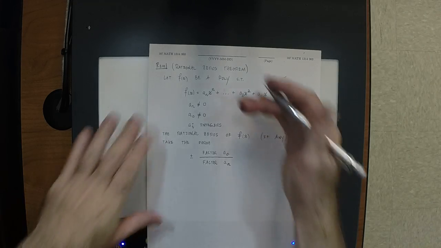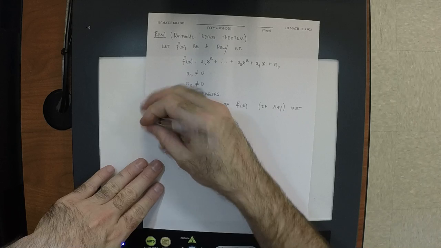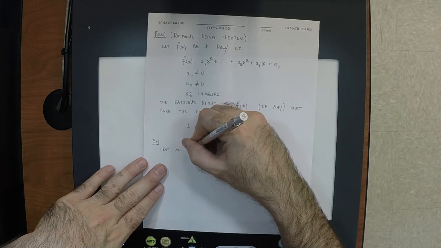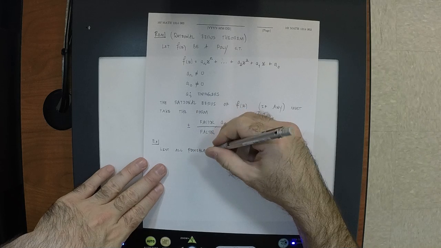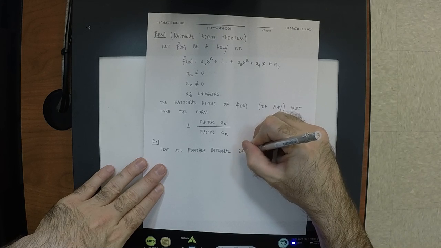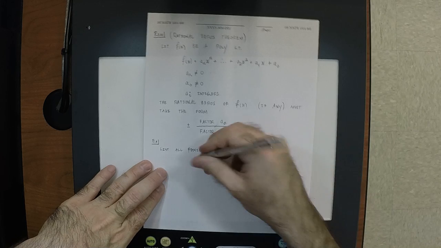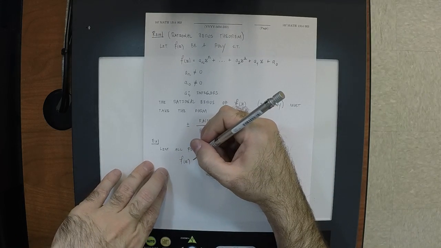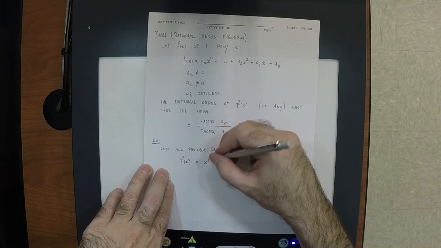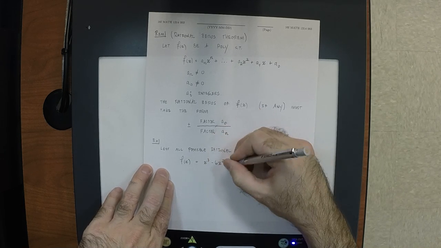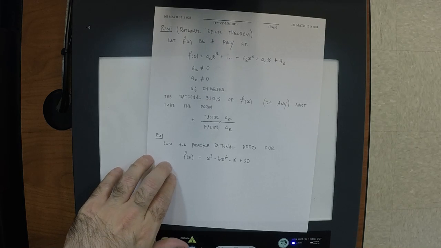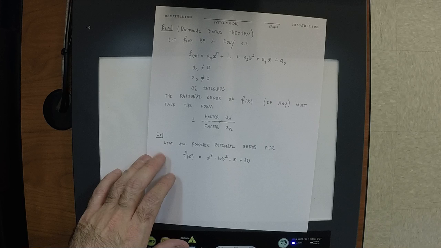Okay, so let's see what this means. So for example, list all possible rational zeros for f of x is x cubed minus 6x squared minus x plus 30. That's the same one that we did on the previous exercise.